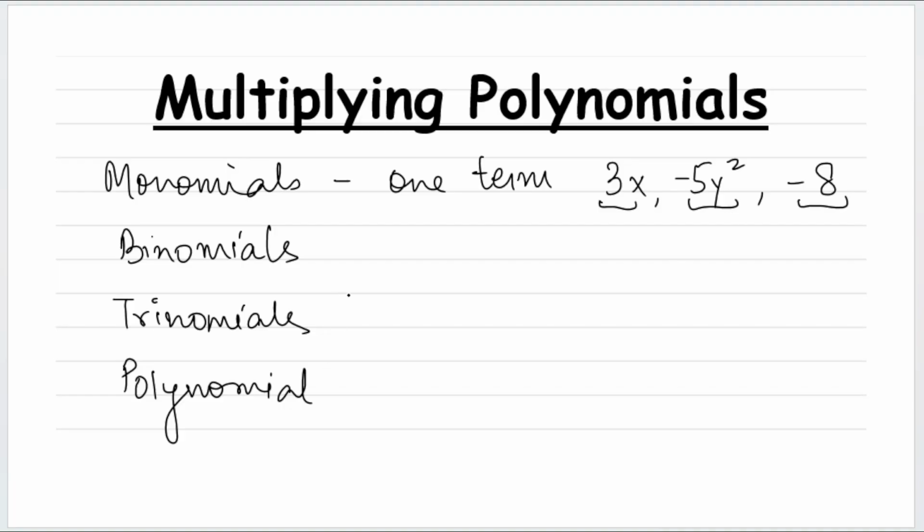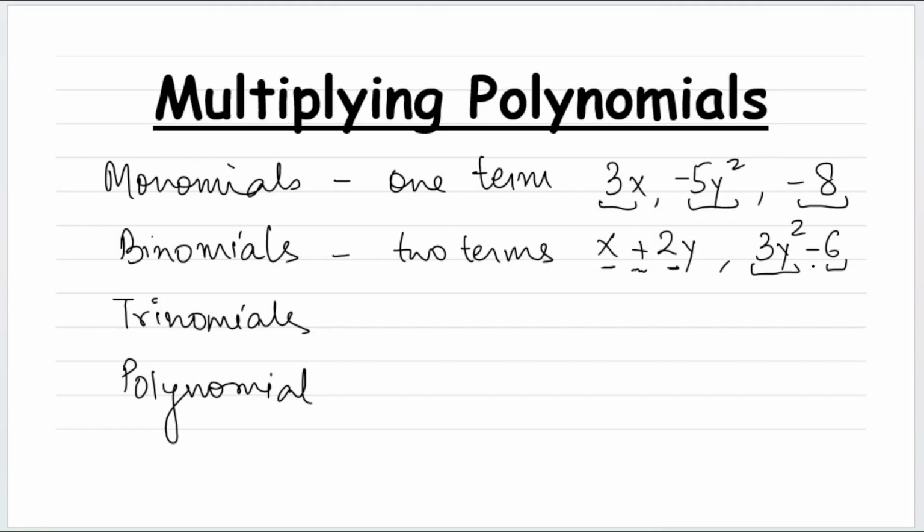When I say binomials, it means a polynomial expression with two terms, and terms are separated by plus or minus sign. So for example, if I write x plus 2y, there are two terms, x and 2y, and they are separated by plus sign. So this whole is a binomial. 3y square minus 6, even this is a binomial because I have one term as 3y square and my another term is 6, separated by minus sign.